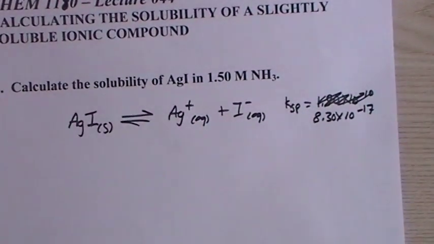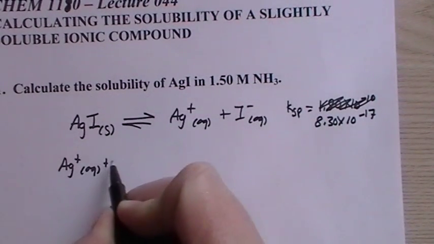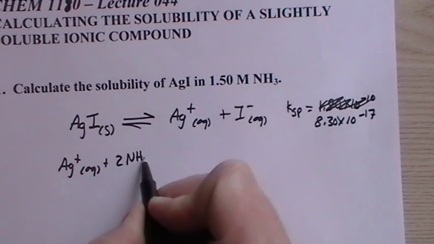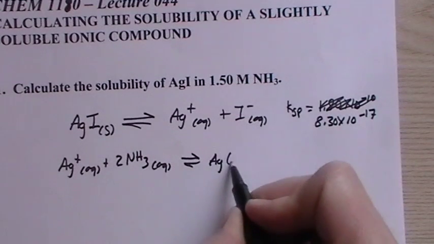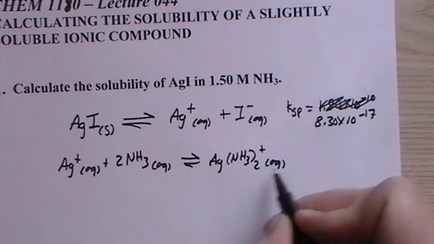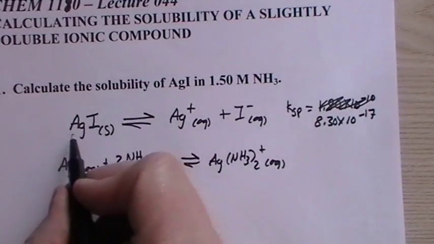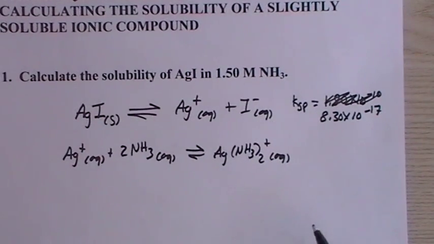And then the silver ion, because there's ammonia present, can react with 2 ammonia to form a complex ion that we know is going to have a high Kf. It's going to be very stable, and since the silver is being used up, it should draw the silver iodide more into solution. So by the addition of ammonia to silver iodide sitting on the bottom of a saturated solution, you can draw more in. So let's see how much more.